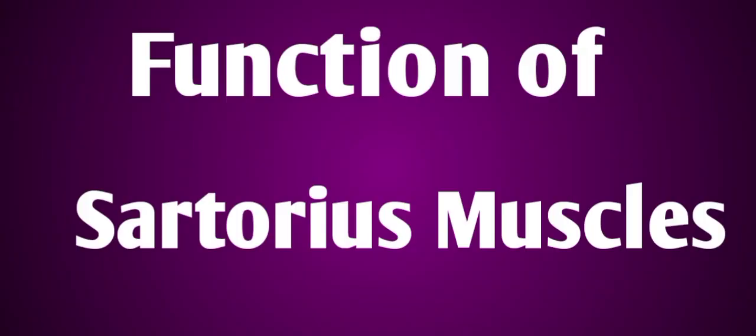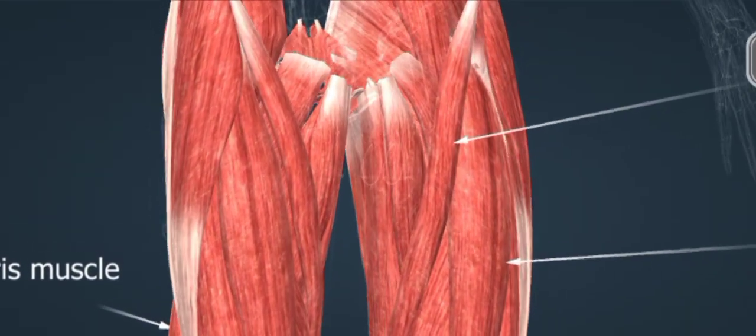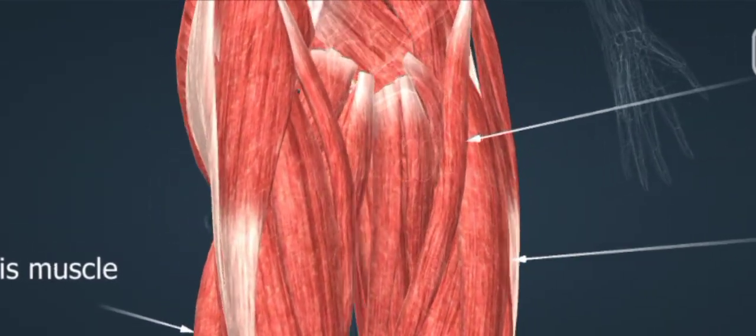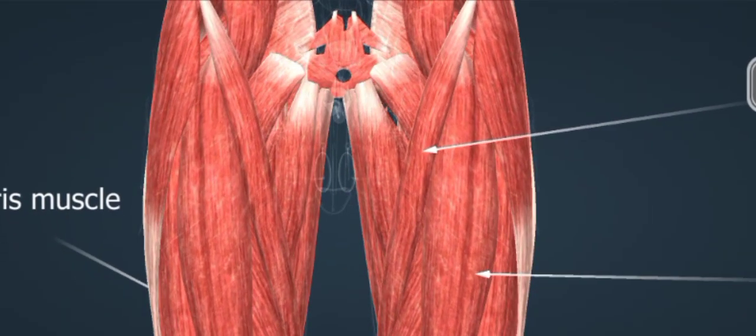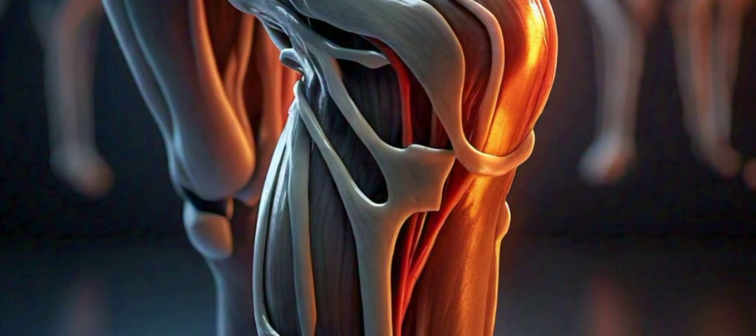Function of sartorius muscle. The sartorius muscle has several functions. Hip flexion: it assists in bending the hip joint, bringing the thigh up toward the torso. Knee flexion: it helps flex the knee joint, allowing the lower leg to move towards the buttocks.